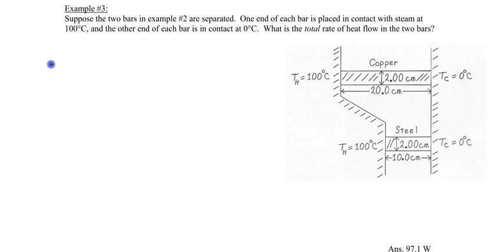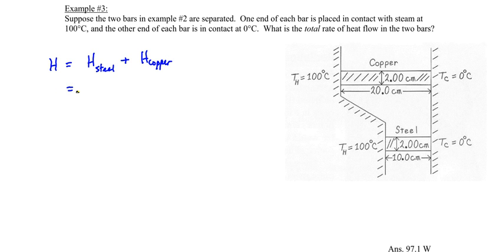So now to calculate the heat flow for two bars held in parallel, it's really the sum of the two individual, or if there were 3 bars or 4 bars, really all the bars that are held in parallel. So the total heat flow would be the sum of the currents in the 2 bars. So the heat flow through the steel plus the heat flow through the copper.